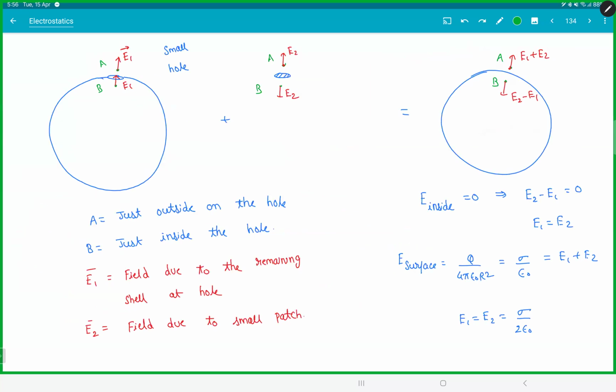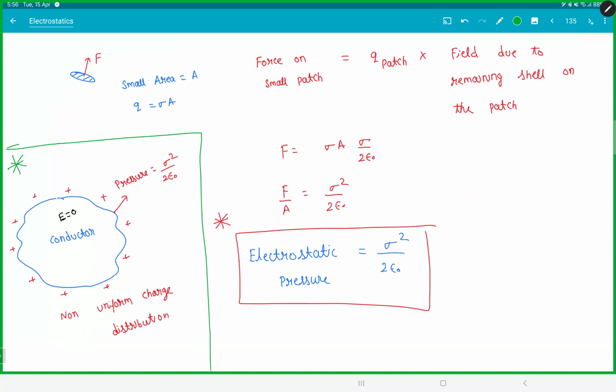So what I proved here is only for a shell, isn't it? But if you take a conductor of any shape and any charge density, the field is sigma, pressure is sigma square by 2 epsilon. If sigma is changing, then the pressure also will change on every point on the surface.